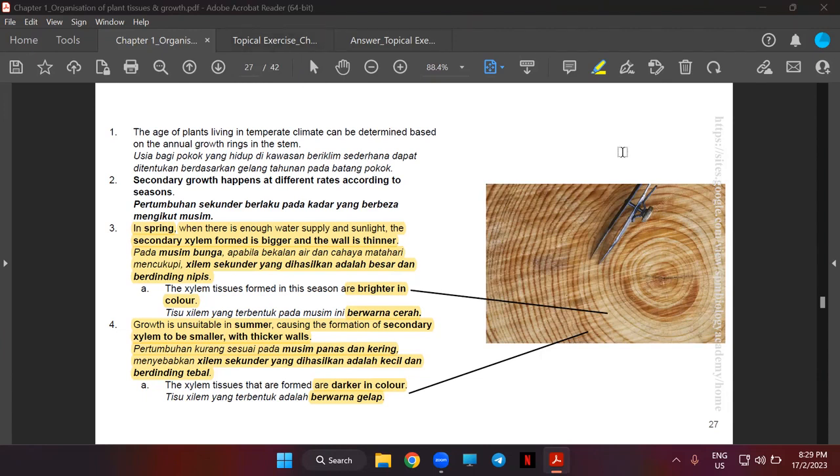Okay, dah tulis belum? Kalau dah tulis, tolong bagi tahu dekat saya. Boleh kita bergerak ke soalan seterusnya.